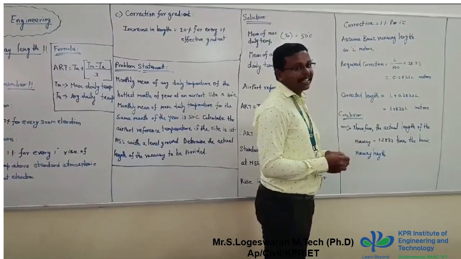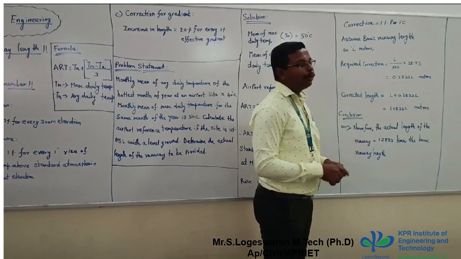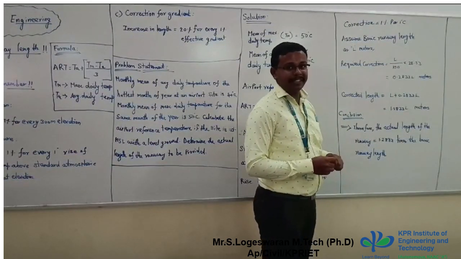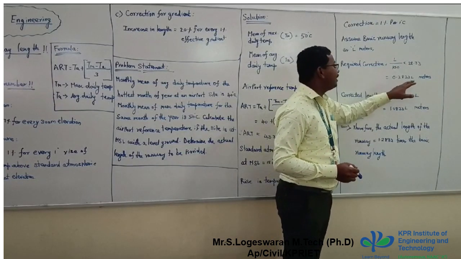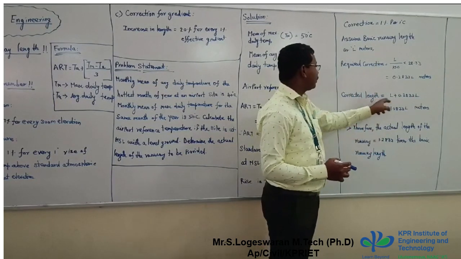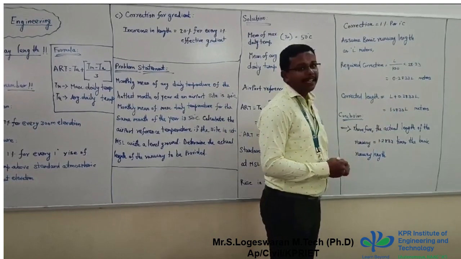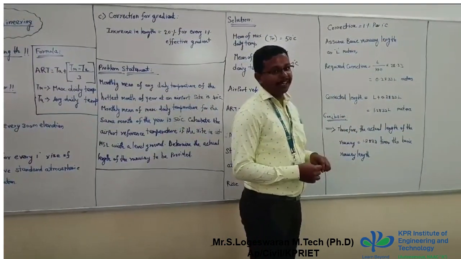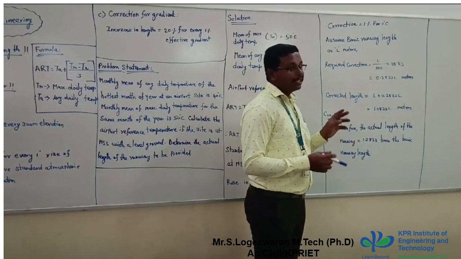So basic runway length, as I said earlier, we considered as L meters. Required correction is equal to 1 by 100, that is 1%, 1 by 100 into L into 28.33. So L by 100 into 28.33 is equal to 0.2833 L meters. So corrected length from the basic runway length is equal to L plus 0.2833 L, that is 1.2833 L meters. So conclusion: therefore the actual length of the runway to be provided is equal to 1.2833 times the basic runway length. So this is very important.